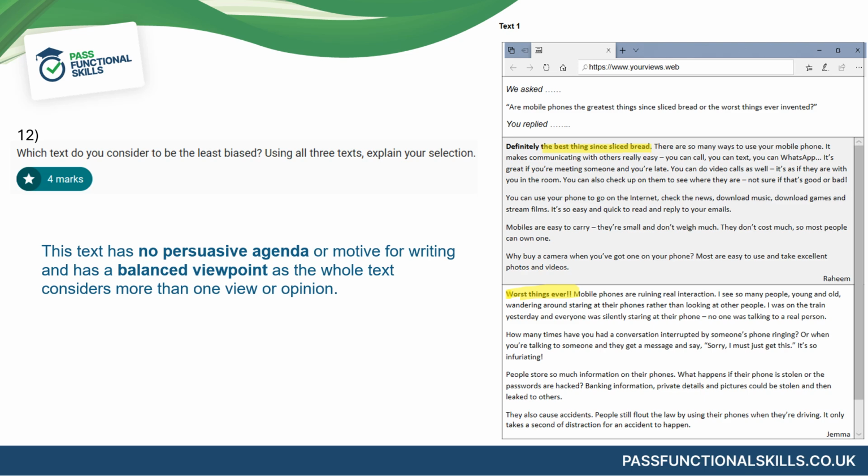So this is where bias can be confusing for some students because they'll just look at this text and see lots of personal opinions, a lack of facts. But you want to look at the whole text as a whole and think about if that text is one-sided. And because we've got 2 opposing opinions from 2 different contributors, overall the text is a very balanced text. So this is definitely looking like our least biased text so far.